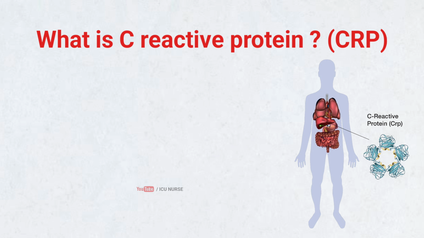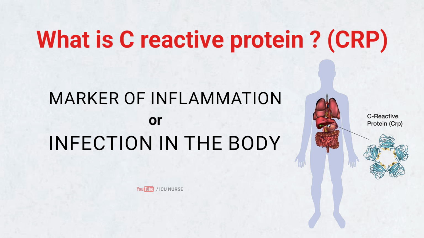What is C-reactive protein? CRP. C-reactive protein, CRP, is a marker of inflammation or infection in the body.